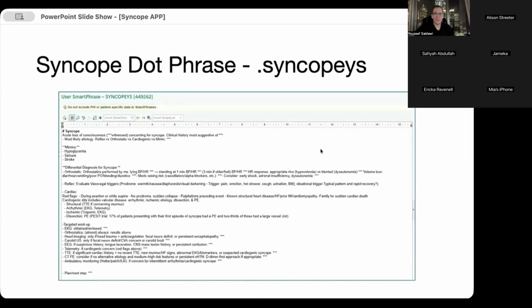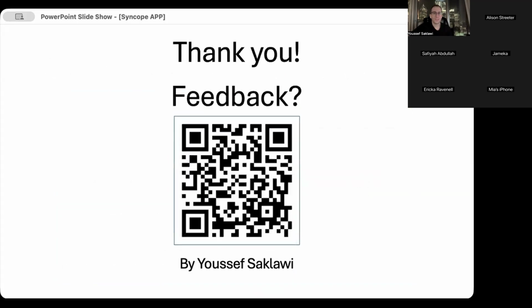As always, I made this talk into a dot phrase. So you can feel free to copy this to make it easier to go systematically through the causes of syncope, and to recap everything we talked about. And I'll share the slides afterwards for all the indications for what we should or should not do as part of syncope.